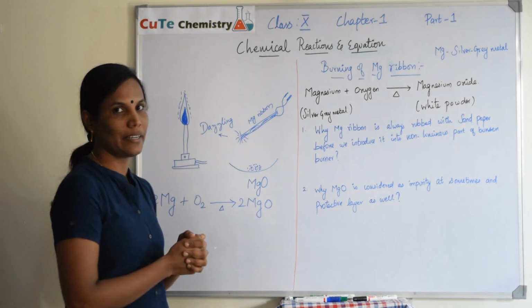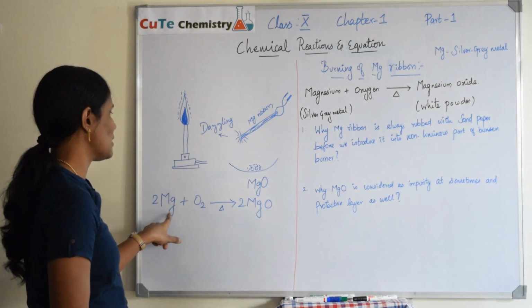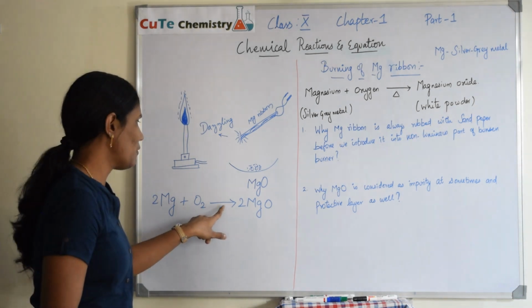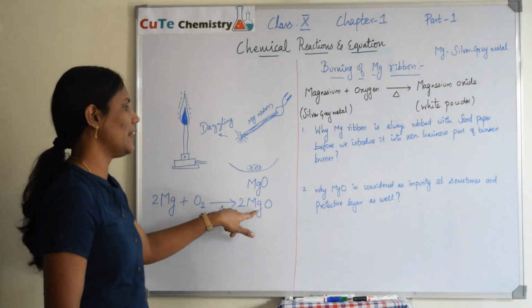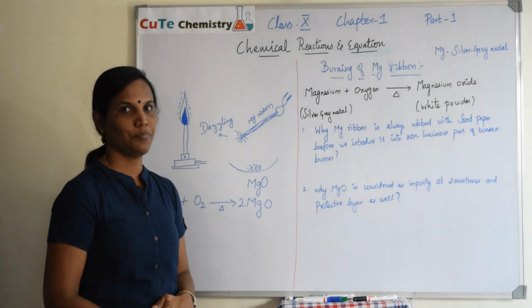So magnesium oxide will be collected in the watch glass. Now we are done with the reaction. What we have done is magnesium reacting with oxygen. We supply heat here, and at the end we get magnesium oxide.